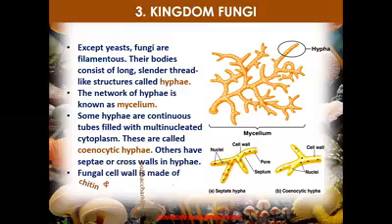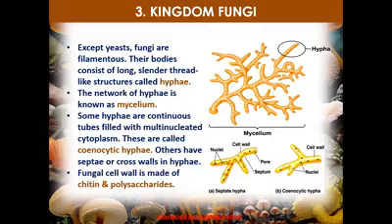Except yeast, fungi are filamentous. Their bodies consist of long, slender, thread-like structures called hyphae. Filamentous means they get attached to the substratum. The network of the hyphae is known as mycelium. Some hyphae are continuous tubes filled with multinucleated cytoplasm. These are called coenocytic hyphae. Others have septa or cross walls in the hyphae.